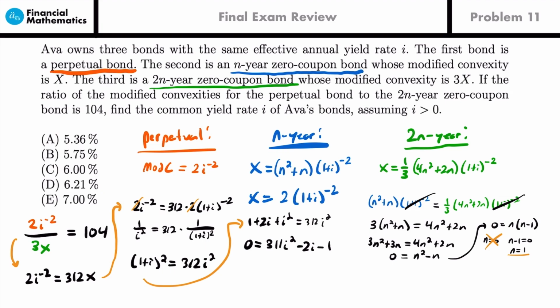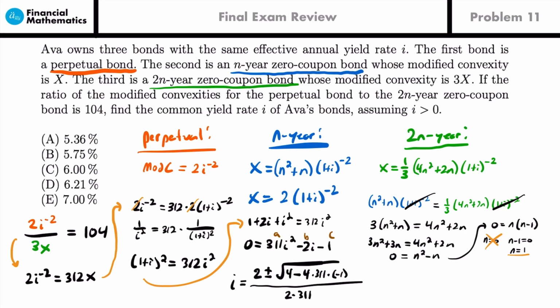All right, so remember, the coefficient of the squared term is a, the coefficient of the middle term is b, and the constant value is c. And then the quadratic formula tells us that i is equal to negative b, so that would be positive 2, plus or minus the square root of b squared, so negative 2 squared is 4, minus 4 times a, which is 311, times c, which is negative 1, all divided by 2 times a, so 2 times 311.